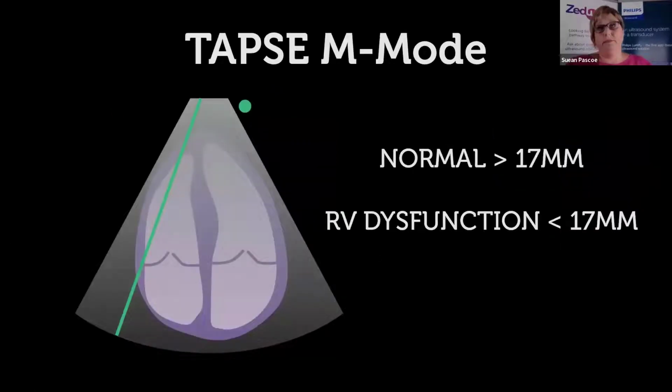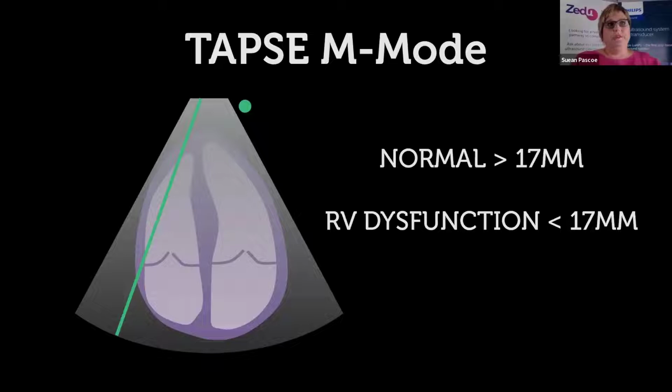Now, if we go down the fancy measurements path, you can take a TAPSE, which is the tricuspid annular plane systolic excursion. We're looking at that tricuspid annulus, and when the heart is beating, that annulus is jumping up and down. The normal amount of movement is bigger than 17 millimeters. And when the right ventricle isn't working, it's less than 17 millimeters.